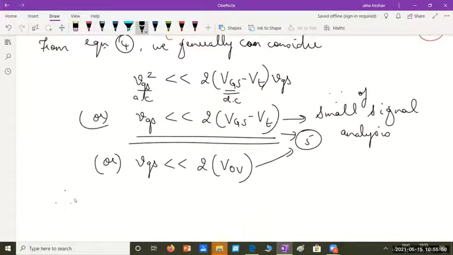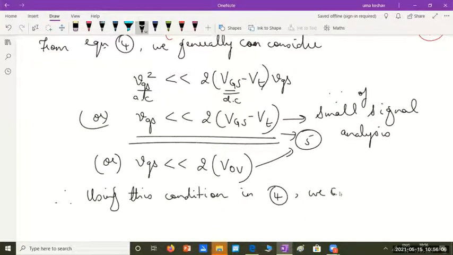Therefore, using this condition in equation 4, we can rewrite equation 4 as follows. What can I do in equation 4?